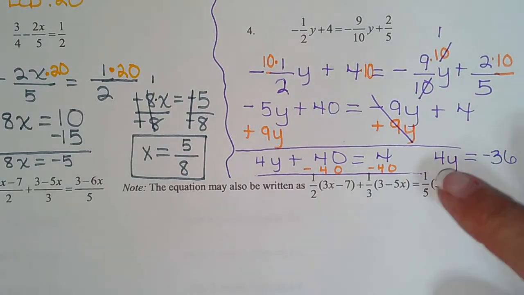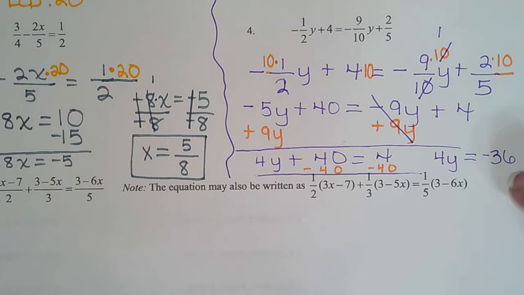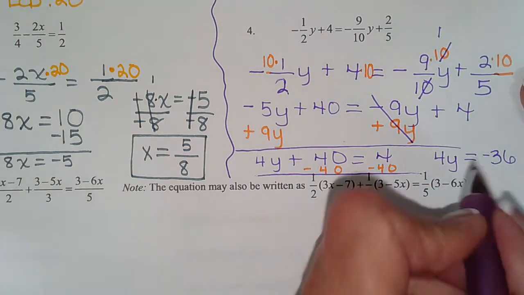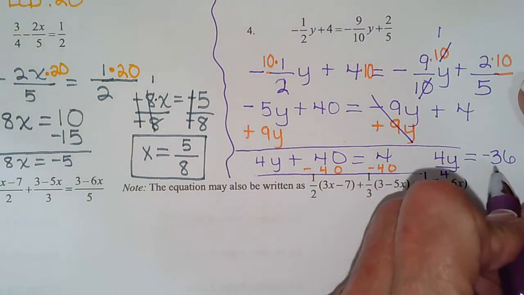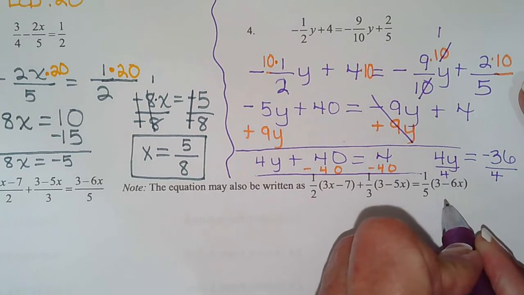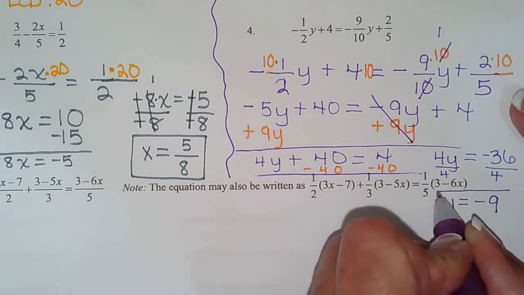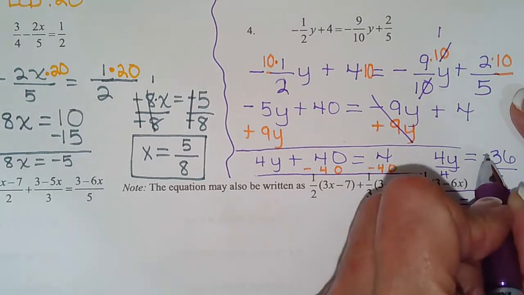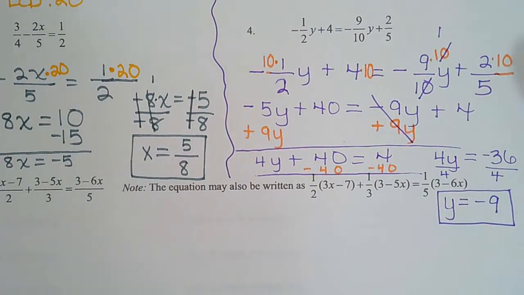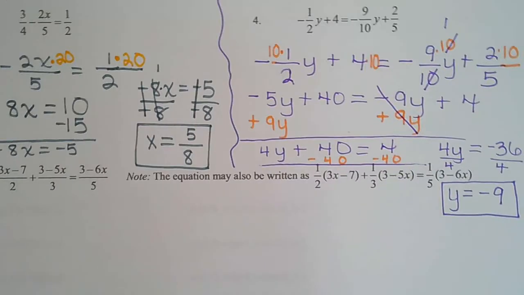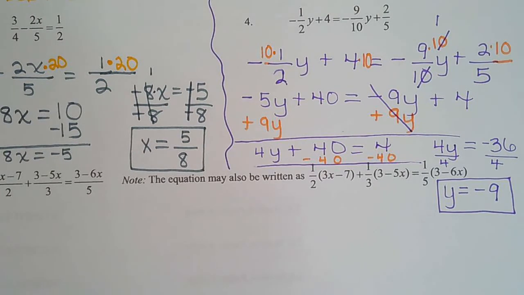And then our last step, as I said, is almost always division. The opposite of times 4 is divide by 4. So we get y equals negative 9. A negative divided by a positive is negative. So that was very similar to number 2 on the other side. I think they just changed one of the fractions.